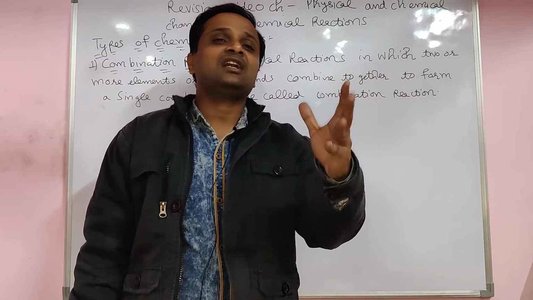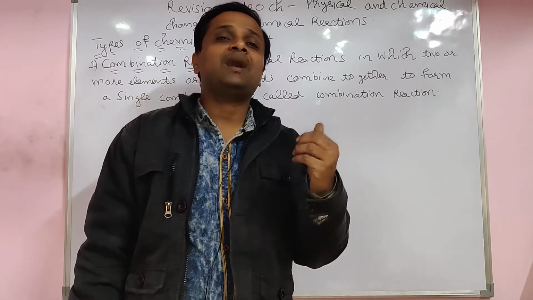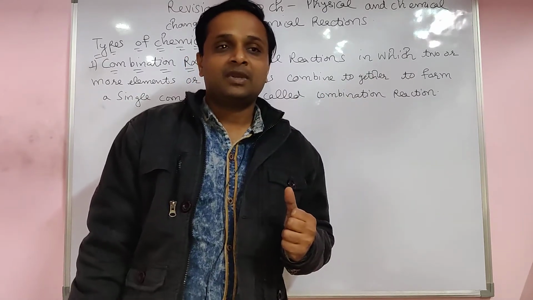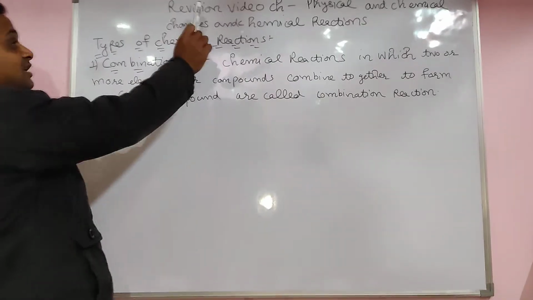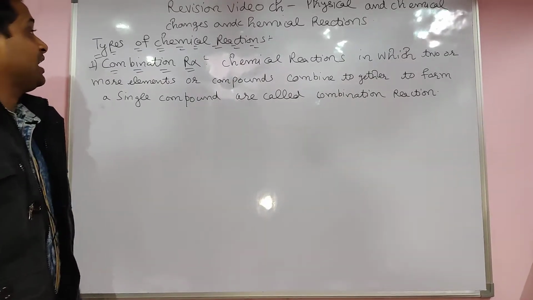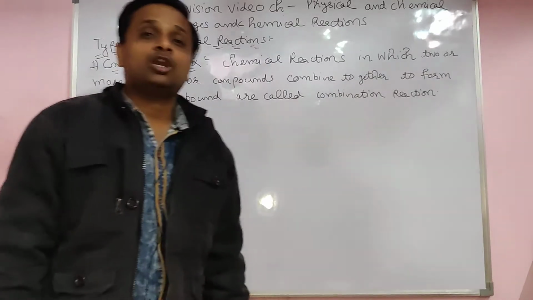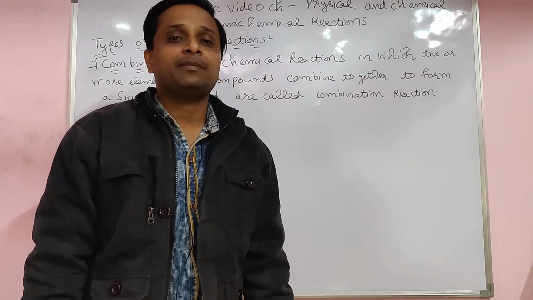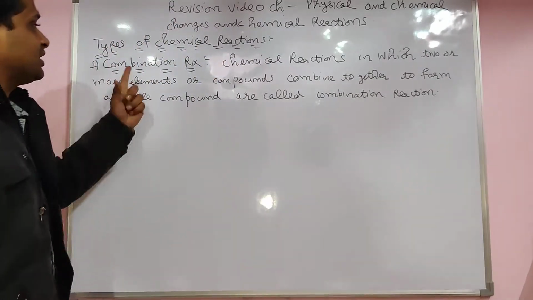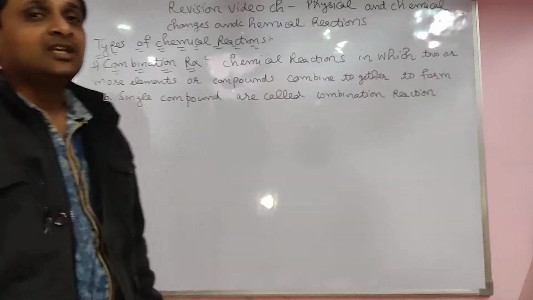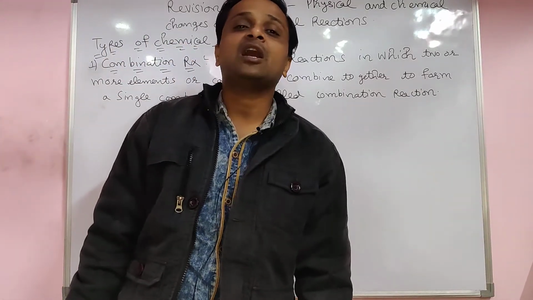Good morning, students. In the last lecture, I already told you what a balanced reaction is, what an unbalanced or skeleton reaction is, and how you balance a reaction. But in this revision lecture, I will tell you about the types of chemical reaction. What are the types of chemical reactions, students? The first type is a combination reaction and the second type is a decomposition reaction.